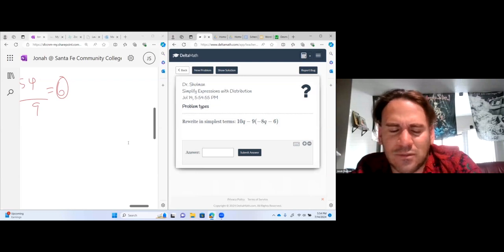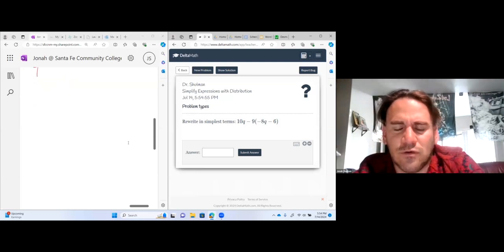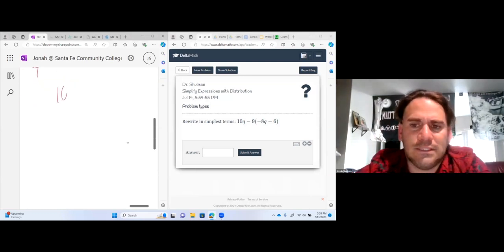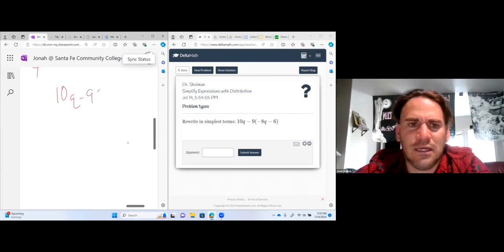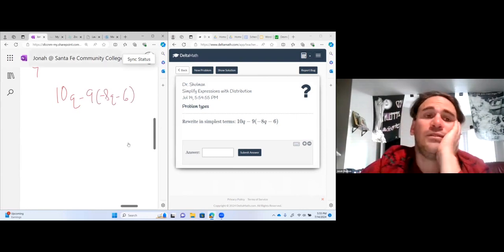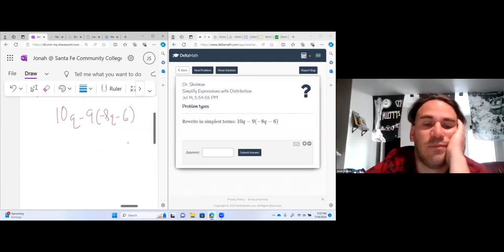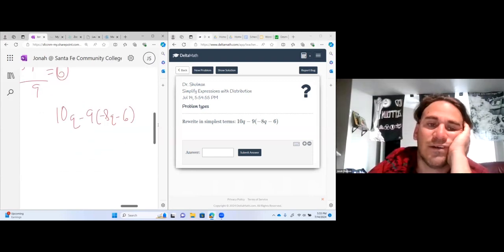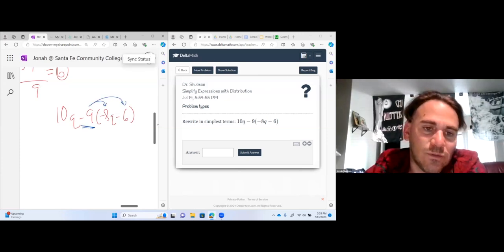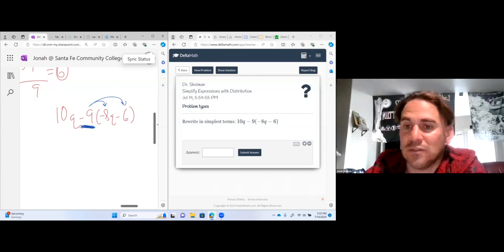All right. We get to do a simplification. So here we go. 10q minus 9, negative 8q minus 6. So this is a very typical problem that you're going to see. And a lot of people mess this up because they're just going to put the 9 here, right? They're going to put their 9 here and they're going to go like, we got it. Distribute the 9. They don't realize that we have to distribute the minus 9. The minus 9 is what we got to distribute.